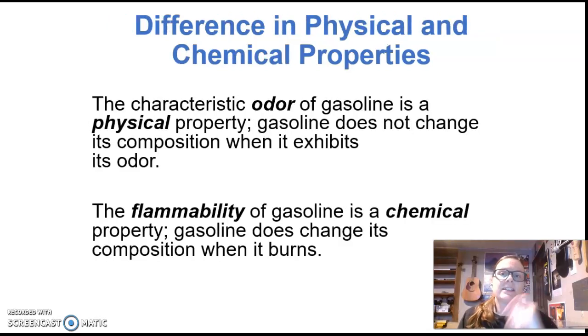The difference in physical and chemical properties. The characteristic of odor of gasoline, we learned this in the last chapter, is a physical property. Gasoline does not change its composition when it exhibits odor. The flammability, however, of gasoline is a chemical property. Gasoline does change its chemical composition when it burns.